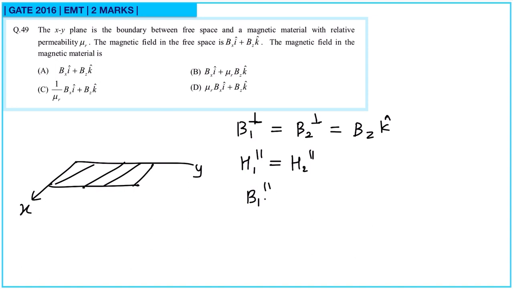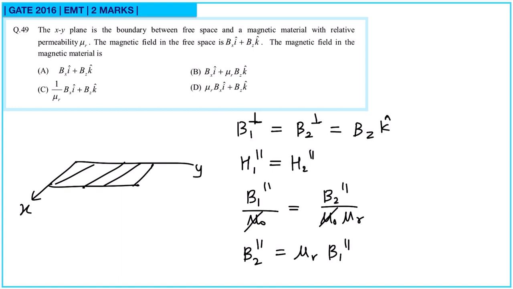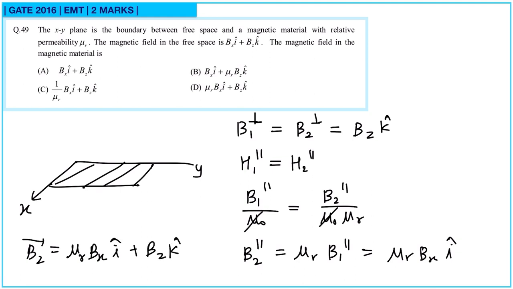So we can write B1 parallel upon mu naught because it is free space, and this will be B2 parallel upon mu, but mu can be written as mu naught into mu r. So from here B2 parallel is equal to mu r into B1 parallel, and the mu naught will cancel out. But B1 parallel is Bx I cap, so this will be mu r into Bx into I cap. So finally B2 bar is equal to mu r Bx I cap plus Bz k cap. So here option D is correct.